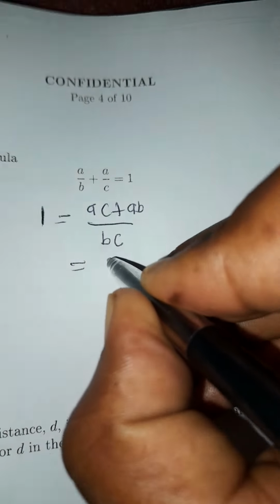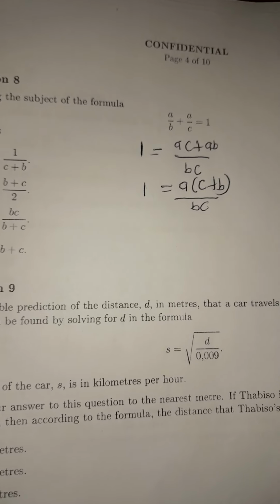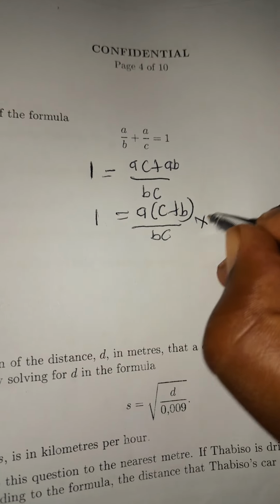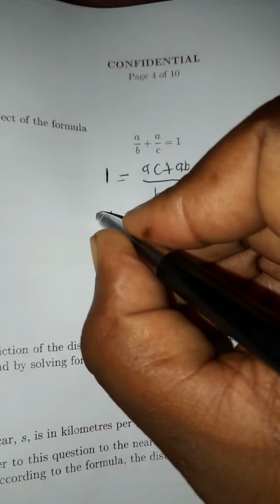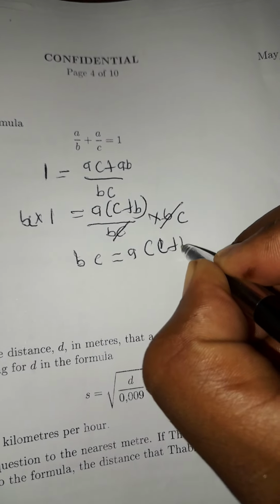Okay. From here, let's see. Do we have a common factor? We have A. Then we're left with C plus B divided. We have BC here. We have 1. To make things easier, we can multiply both sides by BC here. Multiply both sides by BC. This and this, they cancel. We are left with BC, which is equals to A, C plus B.